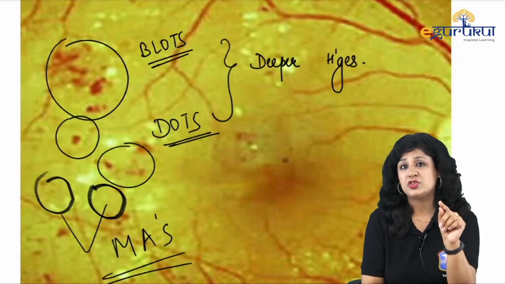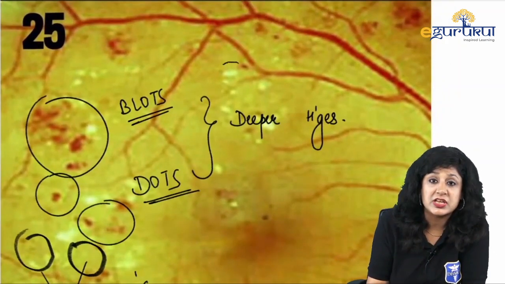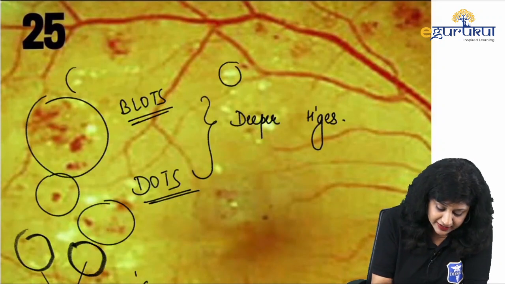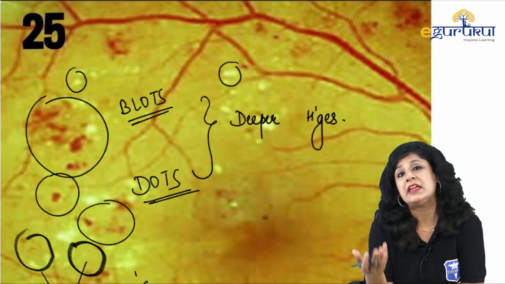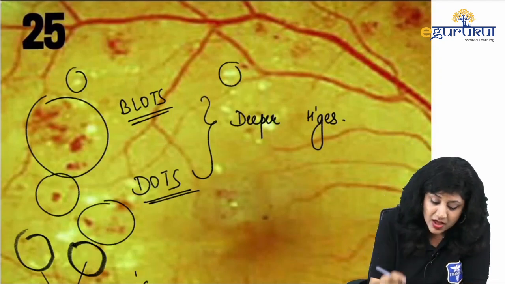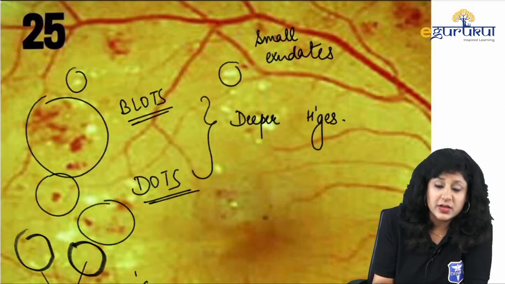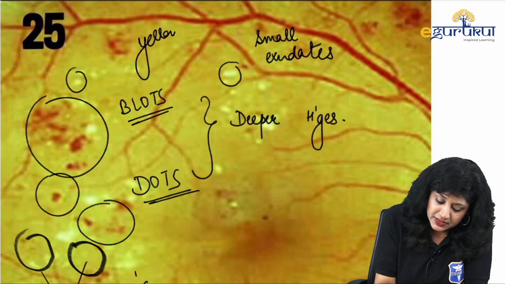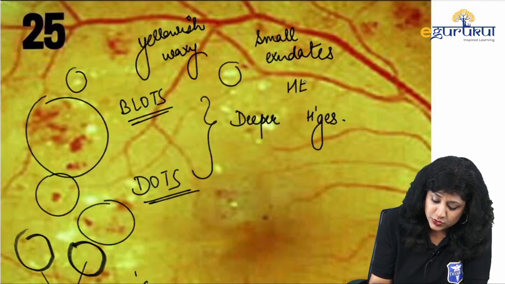The earliest feature is a microaneurysm, and then a very important thing is these exudates. Can you see these exudates? They are not the large and fluffy exudates that we were getting in cases of hypertensive retinopathy. These are the small exudates, yellowish in color, and waxy. These are called hard exudates.